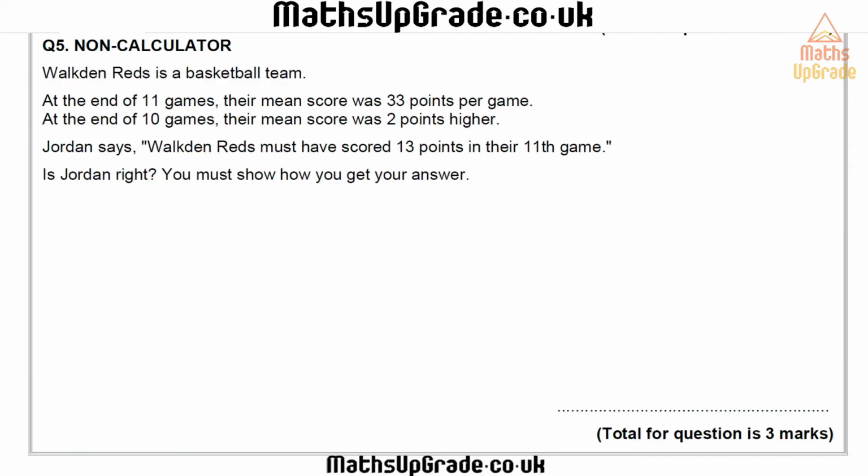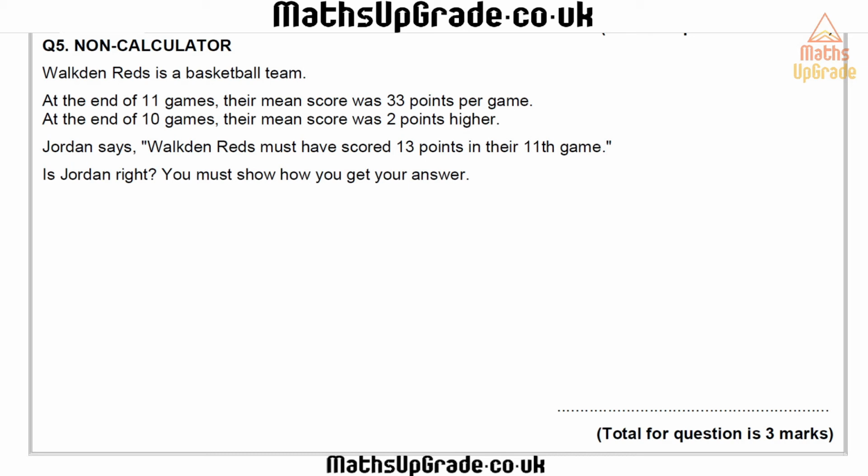and that would be 3 marks. In question 5, we're told that we've got a basketball team. At the end of 11 games, the mean score was 33 points per game. At the end of 10 games, the mean score was 2 points higher. So Jordan says that the team must have scored 13 points in their 11th game. Is he correct? And show how you get your answer.